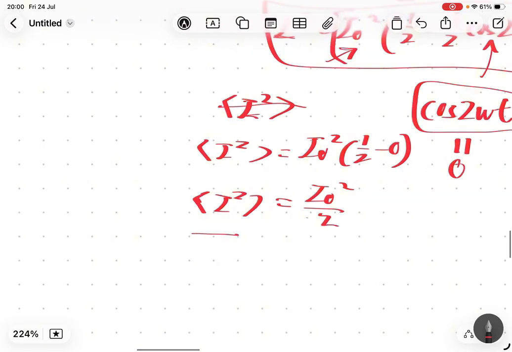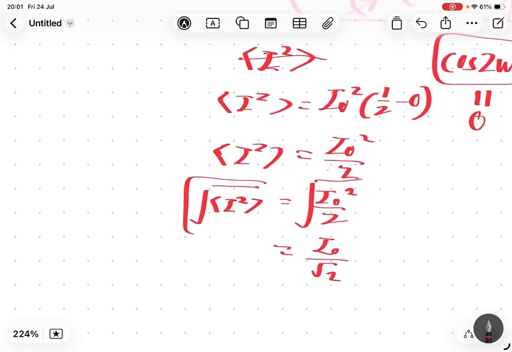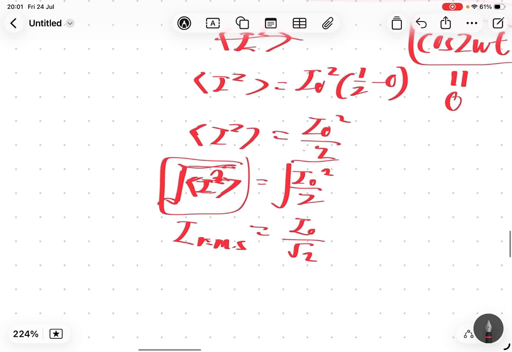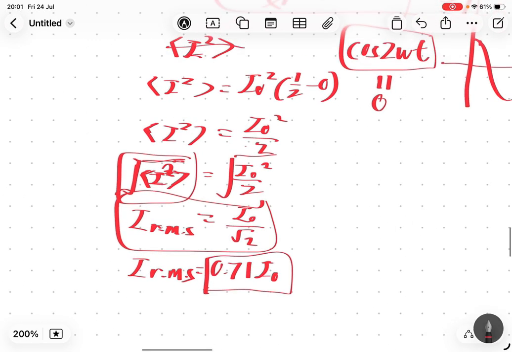And then the root mean square of our current is I0 over root 2. So for this whole thing, we call it the current root mean square. Basically it means the root of the average current squared. This is the formula. So you can see that the root mean square current of the AC current is actually 0.71 of the peak.